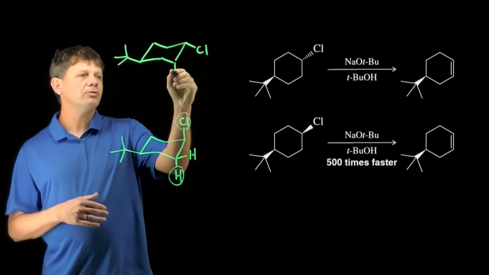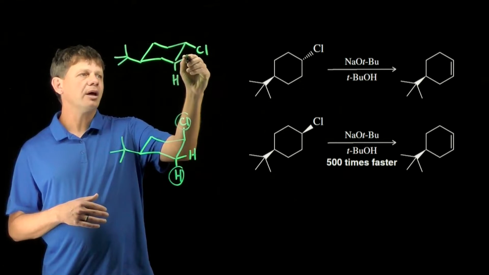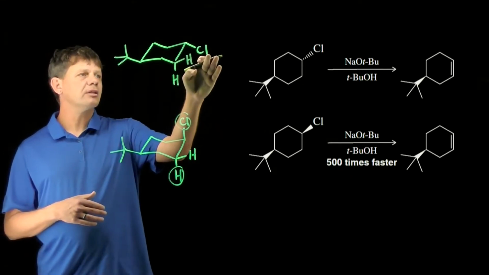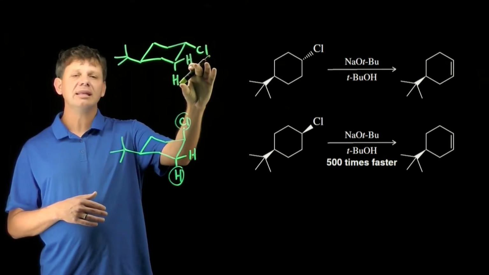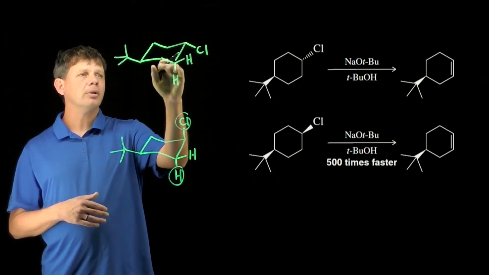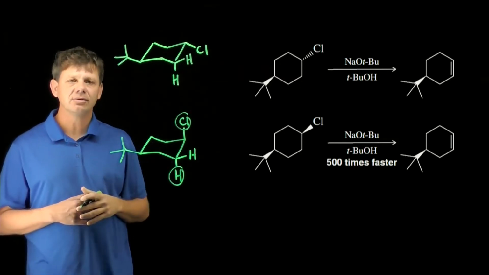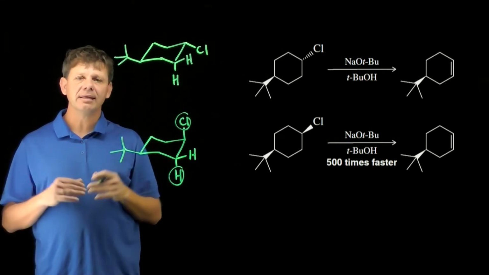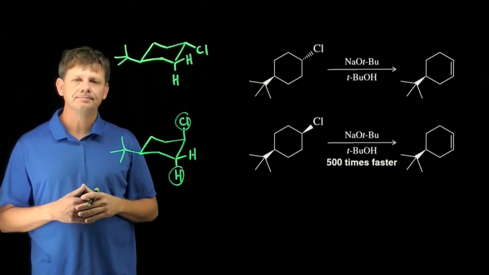If we draw in those same two protons in the top molecule where the chlorine is in the equatorial position, we notice that the chlorine is anti and coplanar to neither of these protons. In fact, this chlorine is anti and coplanar to this CH2. As a result, in this conformation, elimination by the E2 mechanism cannot occur.